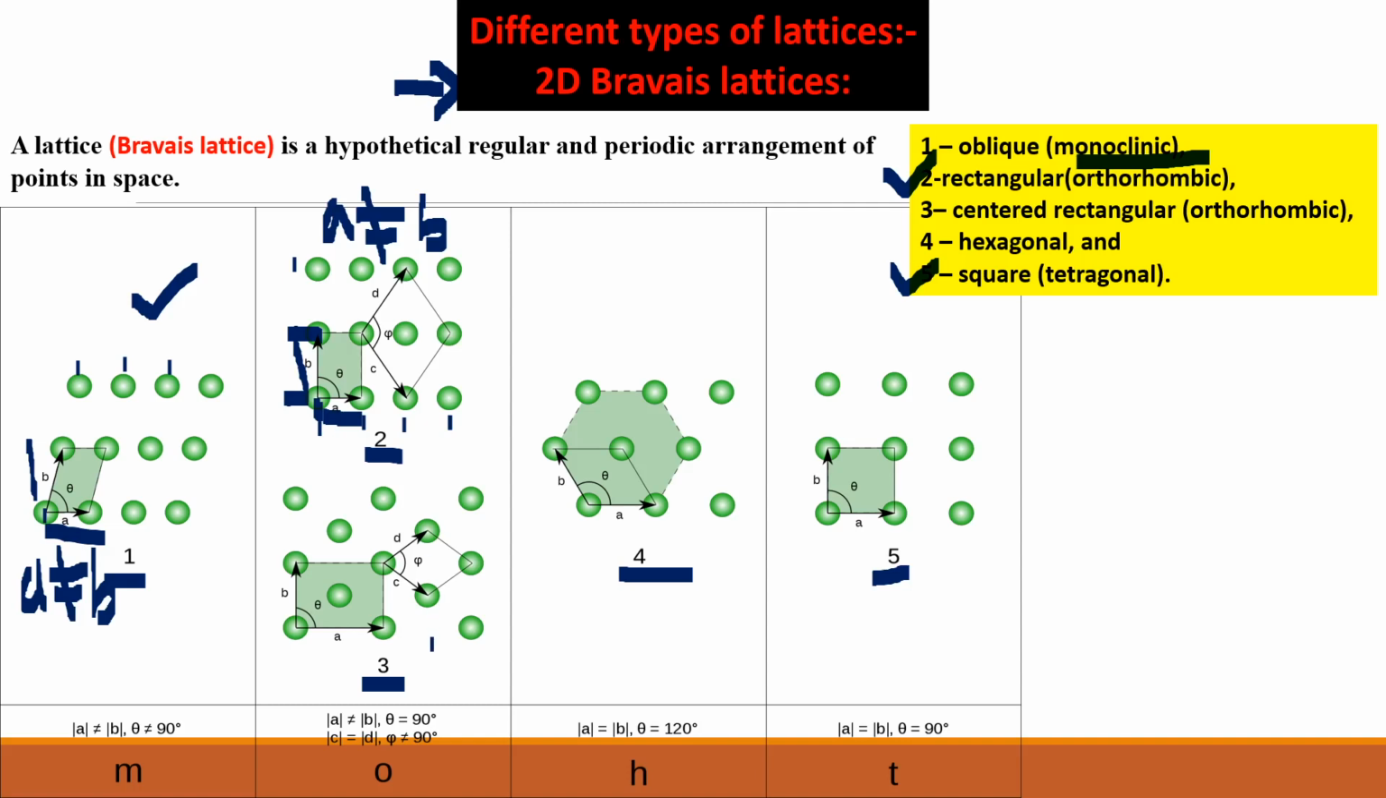In the third figure, the axes a and b are not equal, a is not equal to b, but theta is equal to 90 degrees. Getting my point? Here also theta is equal to 90 degrees in this figure, and in this figure also theta is equal to 90 degrees. But in another case, if we trace the axes in this direction, this is the c axis and this is the d axis, and they are not equal.